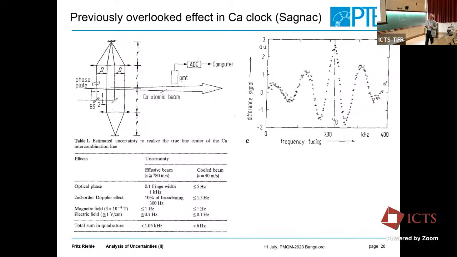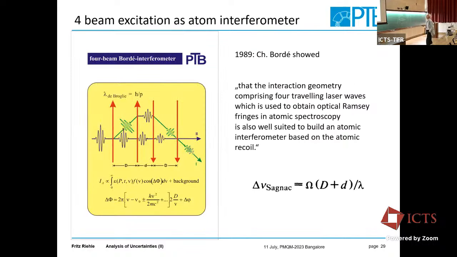But if you look at this, you don't see the effect of a Sagnac effect. We didn't know at that time. But then in 1989, Christian Bordé showed that the interaction geometry comprising 4 traveling laser waves, which is used to obtain optical Ramsey fringes in atomic spectroscopy, is also well suited to build an atomic interferometer based on the atomic recoil.